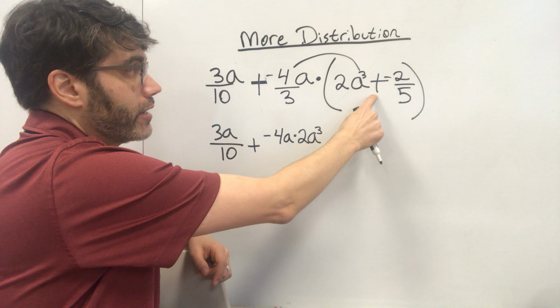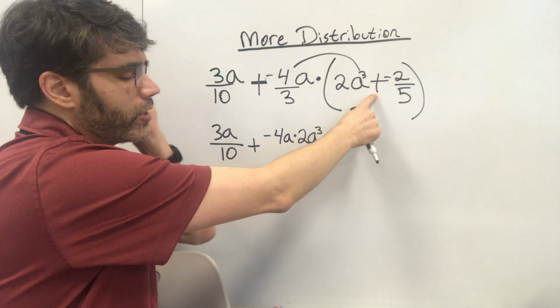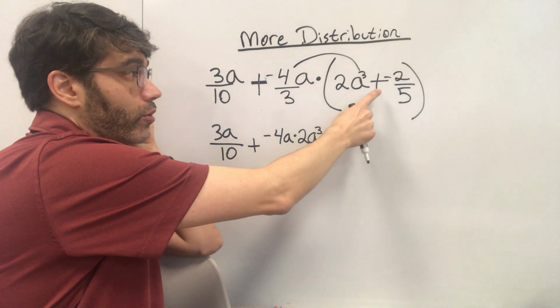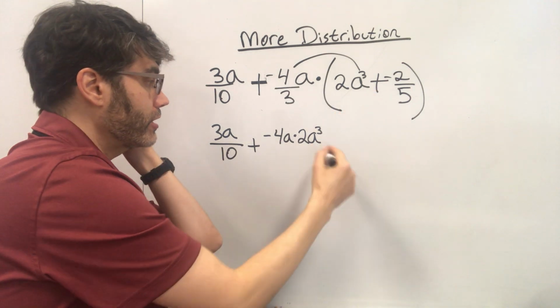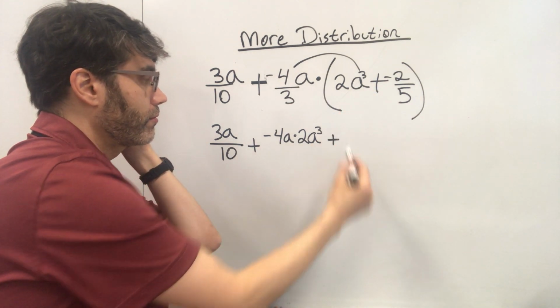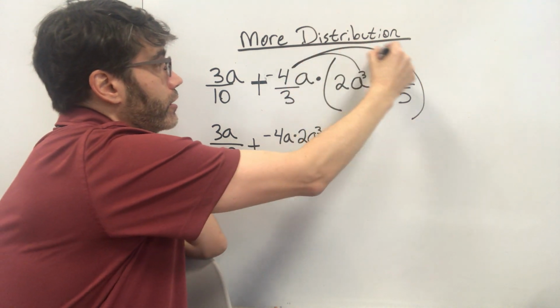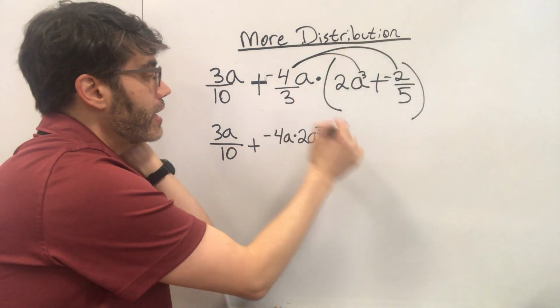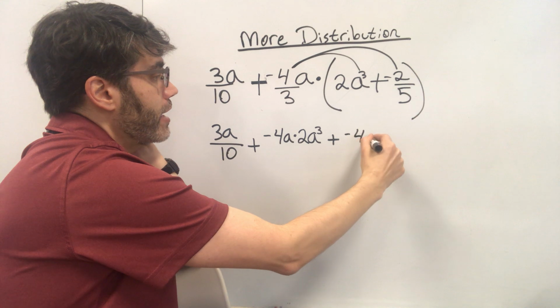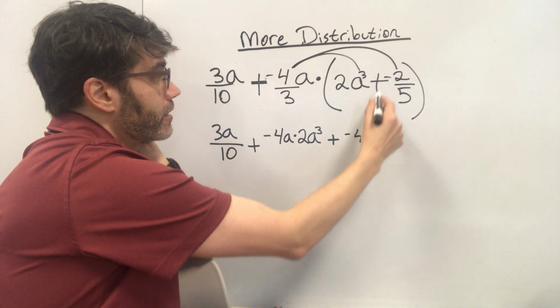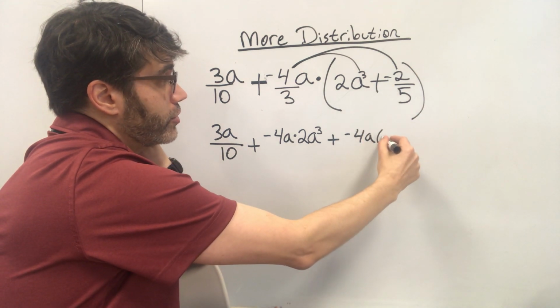Plus, you have to honor whatever addition or subtraction is right here. So here's addition. And then you need to distribute this term over that second term. So again, that's negative 4 times a times negative 2.